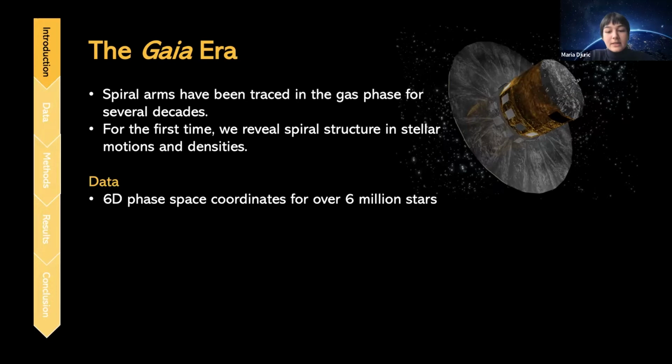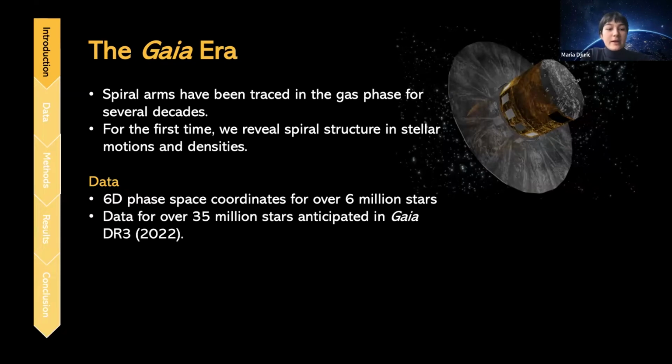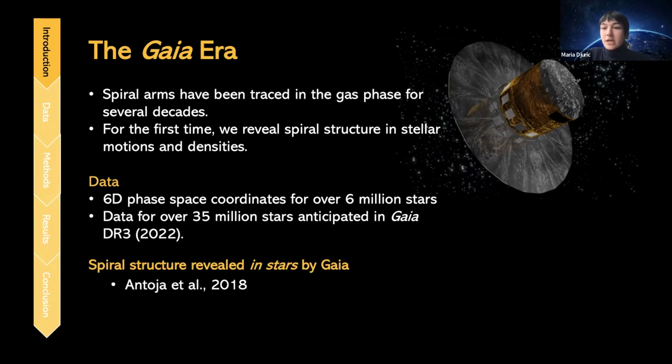The second Gaia release has provided accurate 6D phase space coordinates for over 6 million stars, with over 35 million anticipated in the third data release later this year. Some notable works include, but are not limited to, Antoja's 2018 paper on phase space spirals, Eilers' 2020 paper on kinematic spiral structure in mean radial velocities, and Poggio's 2021 paper on stellar overdensities.